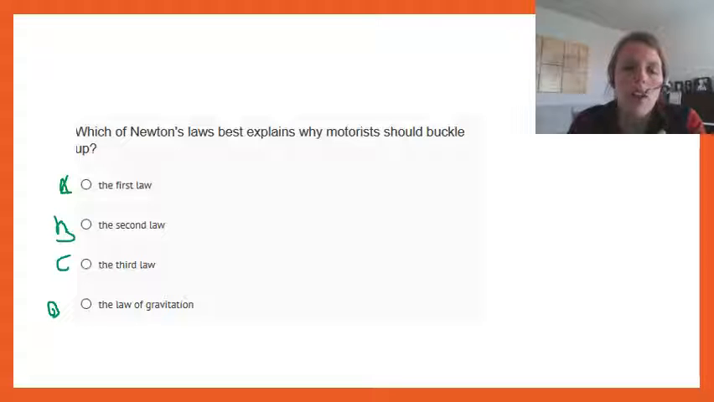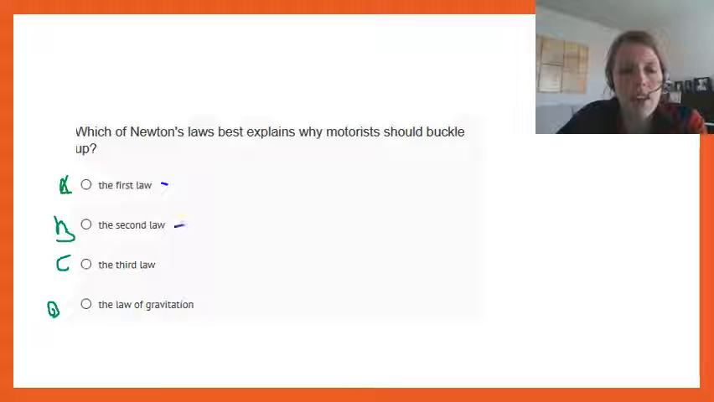Okay, let's go through and review the laws of Newton for just a minute before we answer. Remember, the first law says that an object at rest will stay at rest. An object in motion will stay in motion unless acted upon by some kind of unbalanced force. So I don't know if that would best explain why we should buckle up.